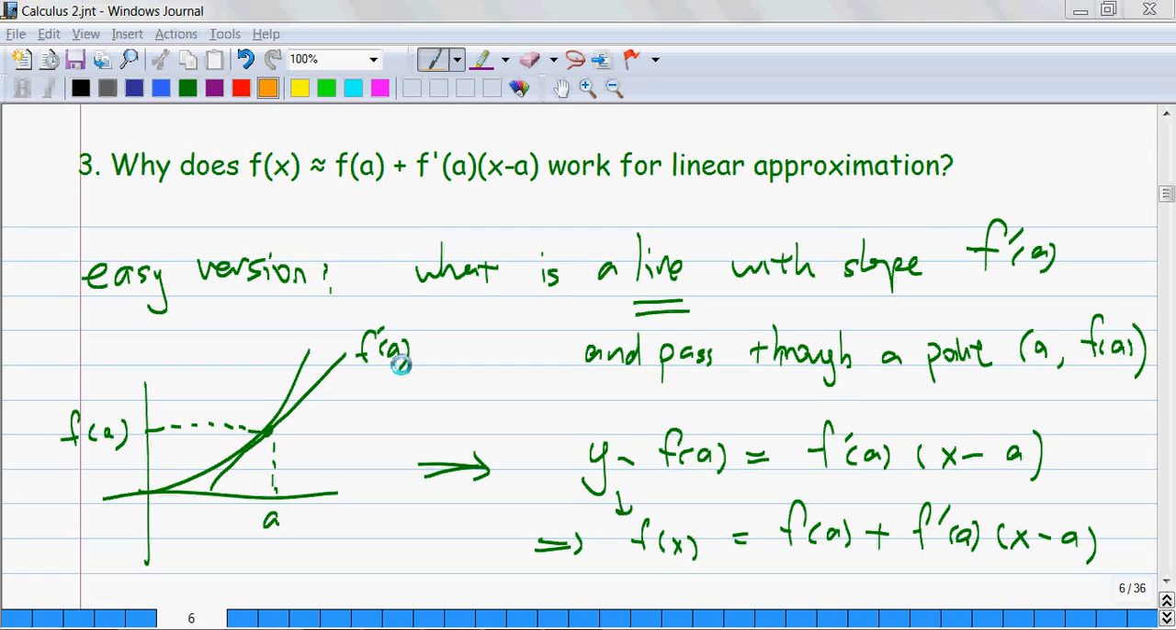There are two different versions of answers to this question. The easier one would be you are just trying to find a line with the same slope as this function and goes through the same point as this function. So you use that as approximation.